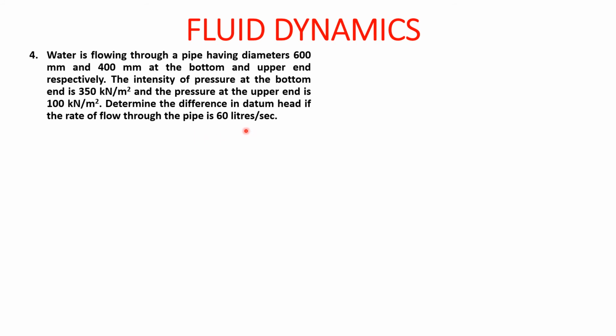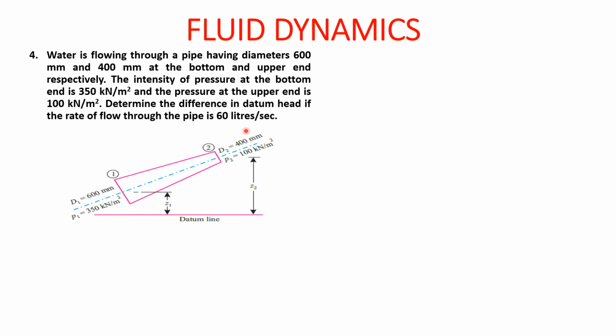So now guys see, in this problem the condition given is different. The higher diameter section is at lower end and the lower diameter section is at higher end. So you can see the pipe is now tapering in the upper direction. Here inlet diameter is 600 mm. In this problem the outlet diameter given is 400 mm. So we can write D1 is 600 mm, D2 is 400 mm at the bottom and at the upper end.